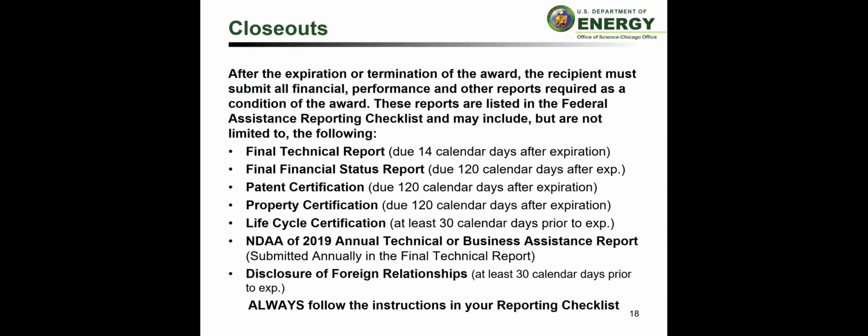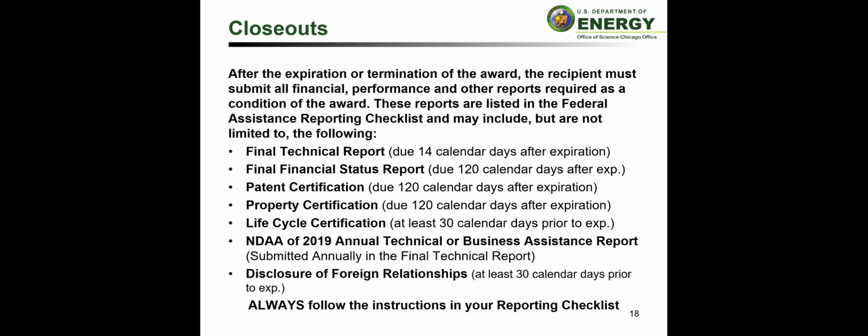So after your award is done, now what? Closeouts. This slide highlights those items that are required to be submitted at the end of your award. The final technical report is due 14 calendar days after expiration. A final financial status report is due within 120 calendar days after expiration. If you can get it sooner, please do so. Final patent certification, as Mike Dobbs mentioned, is due 120 calendar days after expiration. The same with a final property certification, and that document is required regardless of whether you have property or not under your award.